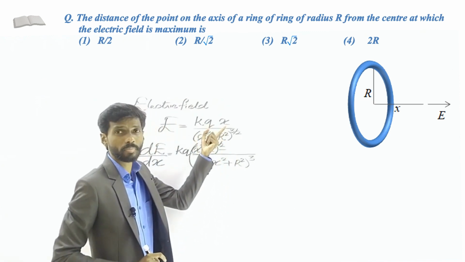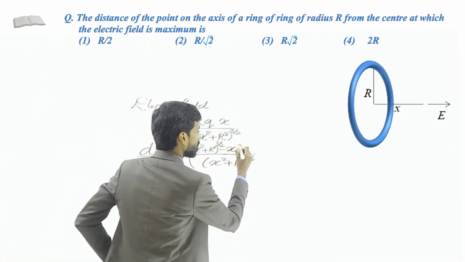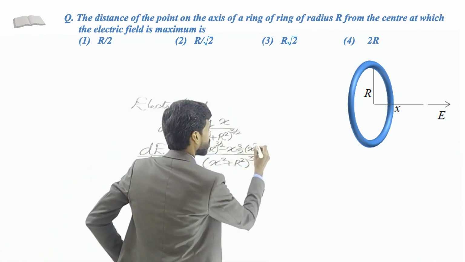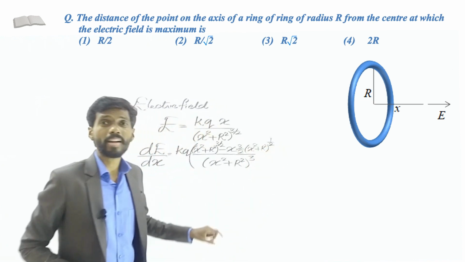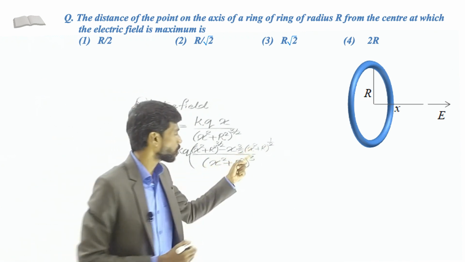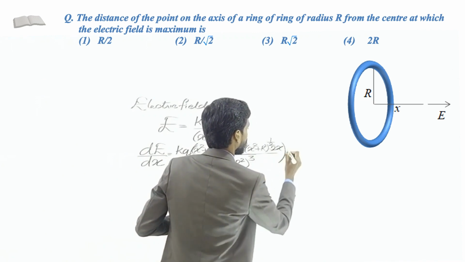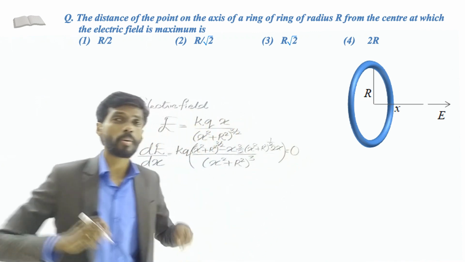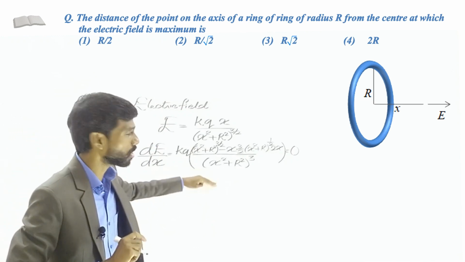So x multiplied by this derivative, which is 3 by 2 times (x squared plus r squared) to the power 1 by 2 multiplied by the derivative of x squared plus r squared, chain rule, right, x squared has derivative 2x. This value is equated to 0, because for a maximum or minimum value the derivative must be equal to 0.